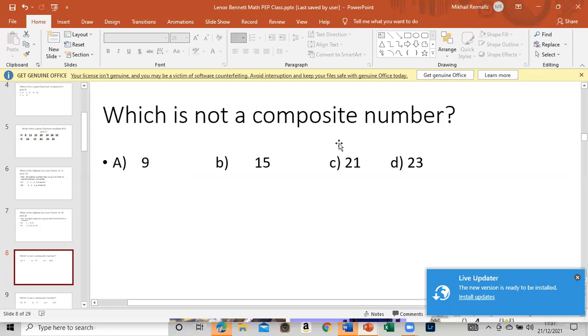All right. Let us take 23 now. So we identified that 21 is a composite number. Yes, sir. So let's move on to 23 now. Different from 1 and 23, is there any number that can go into 23 without a remainder?